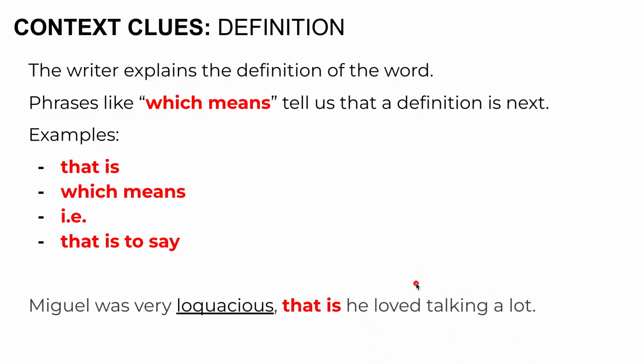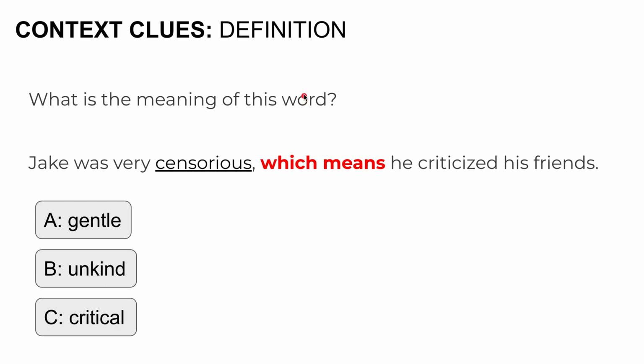Okay, let's do an example for definition context clues. Okay, we'll do an exercise for definition context clues. So for example, let's guess the meaning of censorious. Okay, what is the meaning of this underlined word censorious? Jake was very censorious, which means he criticized his friends. Okay, does censorious mean gentle, unkind, or critical? Take 3 seconds to guess. Okay, it means critical. Here we can see that censorious, and then the writer gives us the definition. We know its definition because the writer uses the phrase which means, and then he defines the word for us.